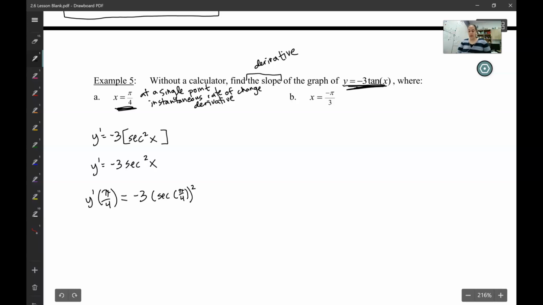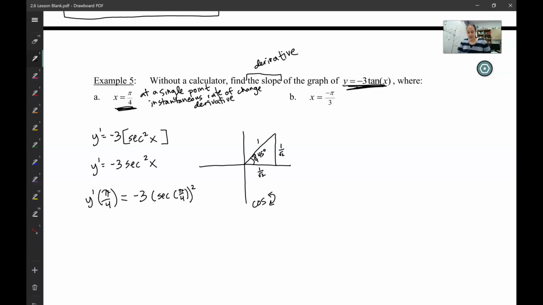squared. Now this is without a calculator, so this goes back to my unit circle. Remember, that's not going away. So pi fourths is 45 degrees. So that's going to be my 1/√2, 1/√2, both positive in the first quadrant. And remember that secant is cosine flipped. So cosine is the x value. So I'm going to take the x value and flip it. And that's going to give me my secant.